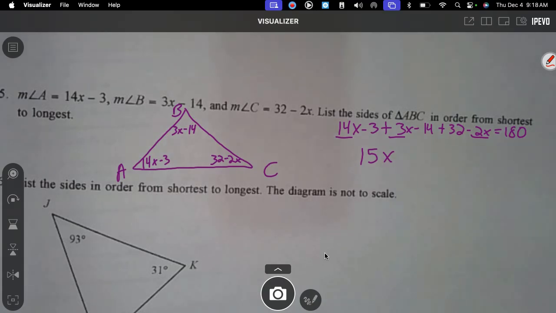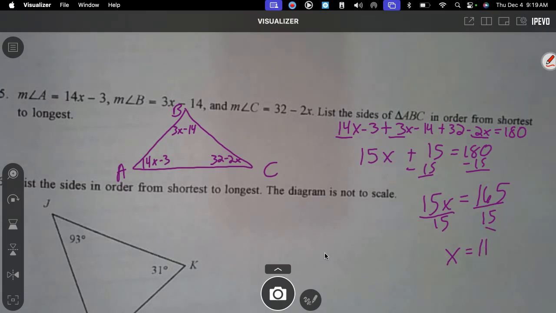I would add those together. What is that going to be? 15. That sounds right. How do you solve? Subtract 15. So I get 15x equals 165. Then what? How do I finish off? Divide by 15. And what does x equal? X is 11. Now what can you do to find each angle? Very good. Plug it in.